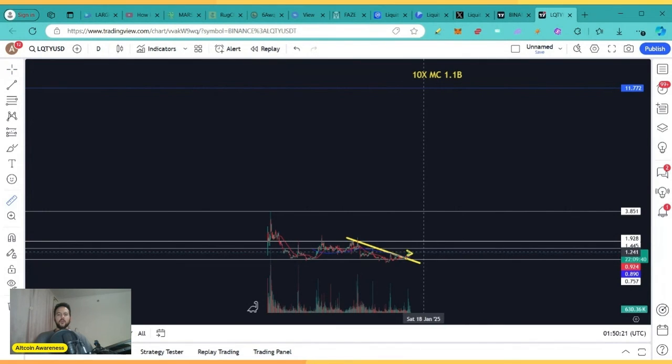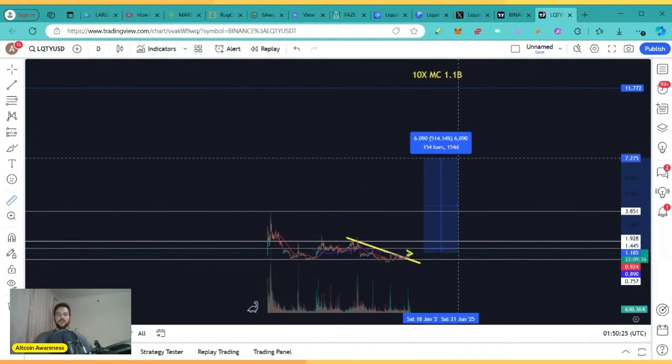For those of you who want a more conservative price prediction, a 500% move I think makes sense at $7.16. And the market cap is going to be half of this 10x move's market cap. And this is going to be basically at 500 million or something, right?